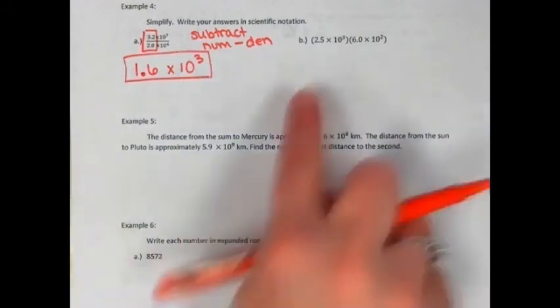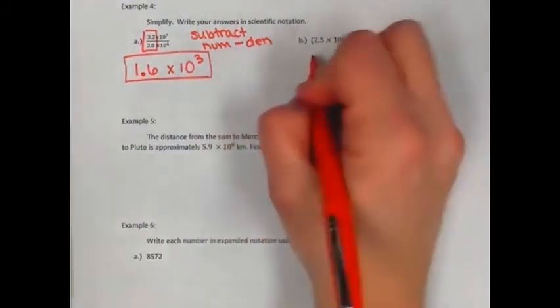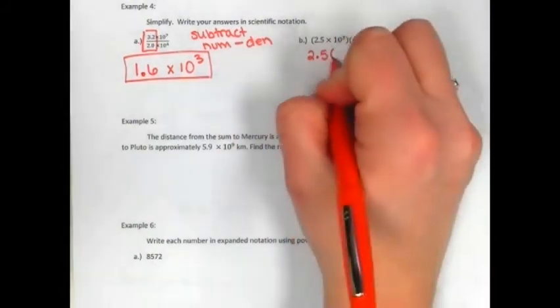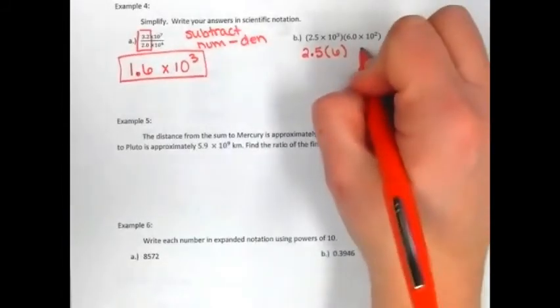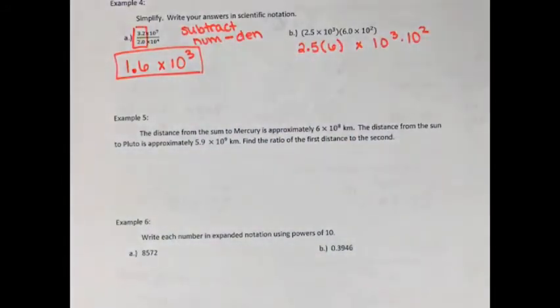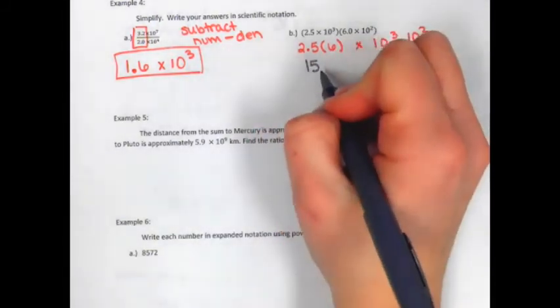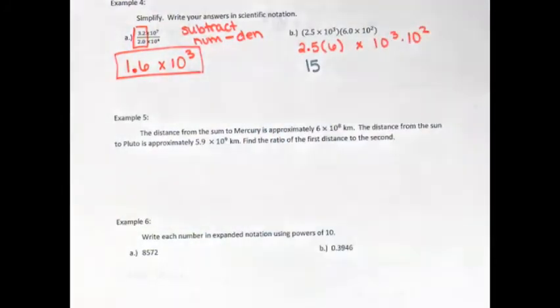All right. Now, this is all multiplication, right? So does it matter the order we multiply them in? No. So isn't this the same thing as 2.5 times 6 times 10 to the third times 10 to the second? Is that all the same thing? Yeah. What is 2.5 times 6? Isn't it just 15? Yeah, because it was 15.0, right?